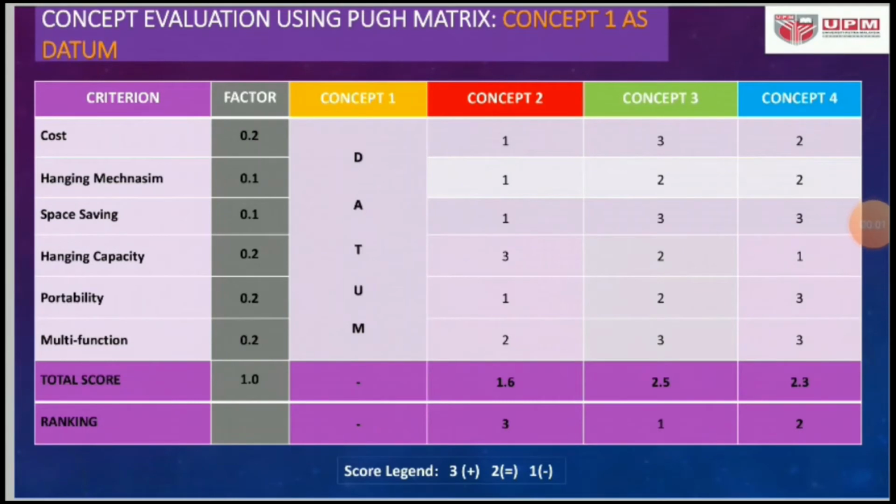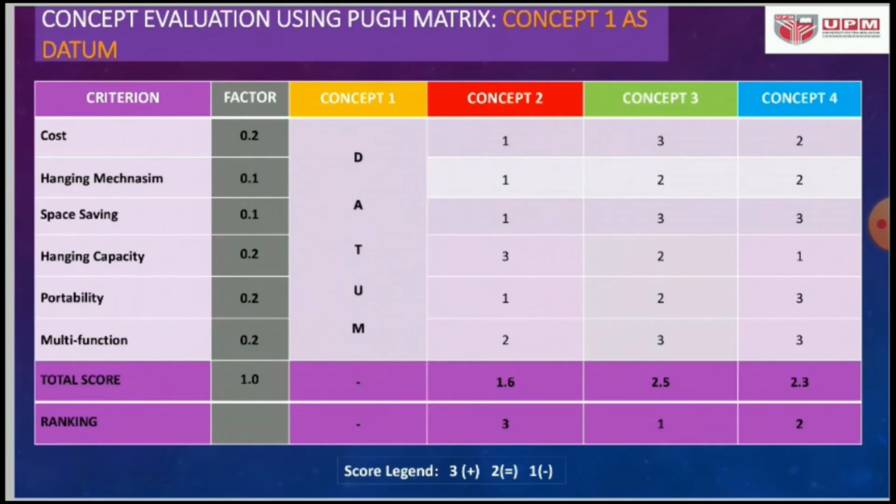On top of that, I would like to say that the total sum of the weightage must be equal to 1.0. The best part of using the Pugh matrix is that it allows a normal user to come up with a straightforward answer, because it doesn't contain any sophisticated or complicated calculations.